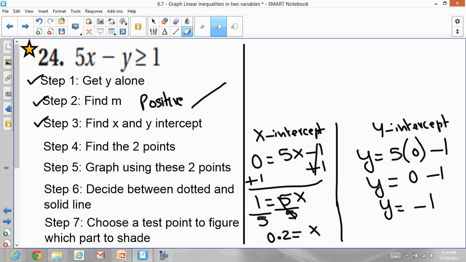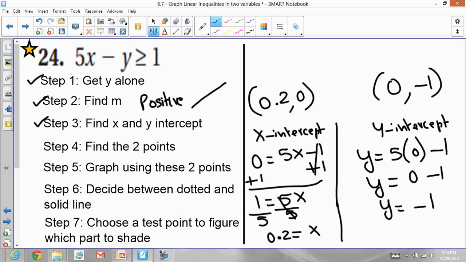So I'm focusing on my step number 4. So my 2 points in this case, my first point from here will be 0.2, 0. And from here, I'm going to get 0, -1. So that will be my step number 4. Now, once I get these 2 points, my step number 5 is I need to graph these 2 points. So I'm going to go for the graph.